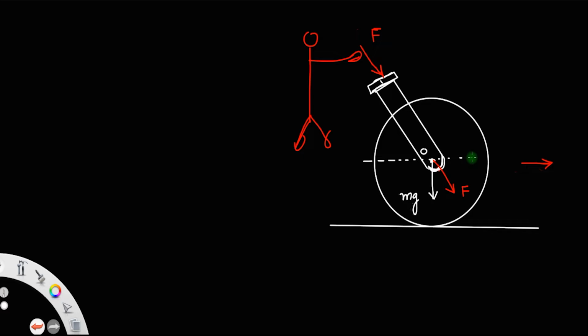Let's draw a horizontal and a vertical line. If you resolve the force into two perpendicular components, let this angle be theta. Then this will be F cos theta, and there is a perpendicular component F sin theta. And you know the reaction of the roller will be in this direction, R. So these are the different forces acting on the roller, where F is the push, the force with which you push the roller.